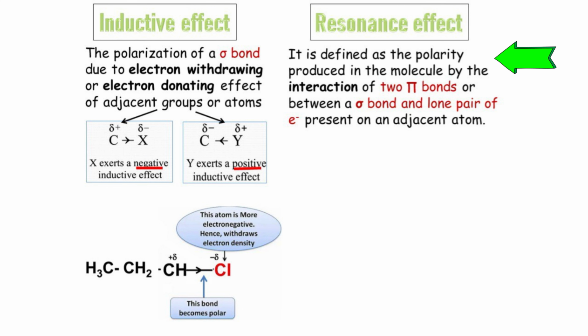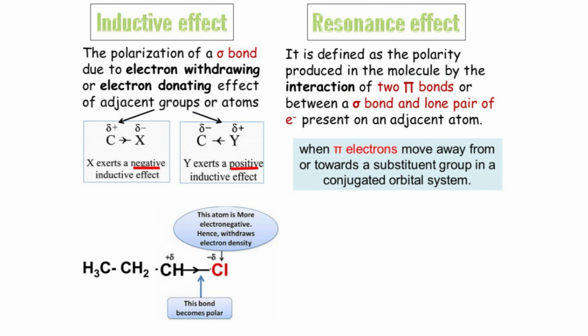In chemistry, the resonance effect is also known as the mesomeric effect. In simple terms, we can describe that resonance effect occurs when pi electrons move away from or toward a substituent group in a conjugated orbital system.